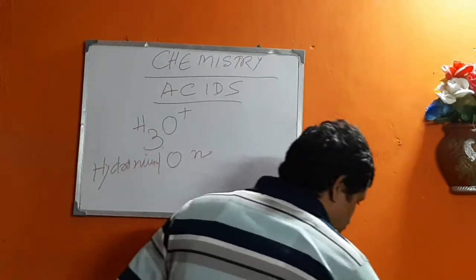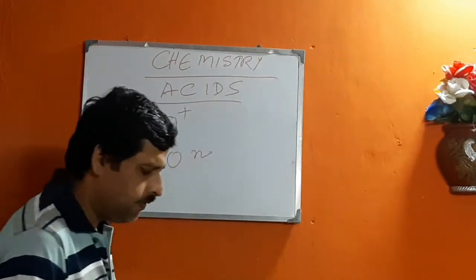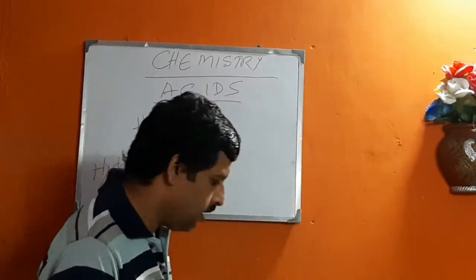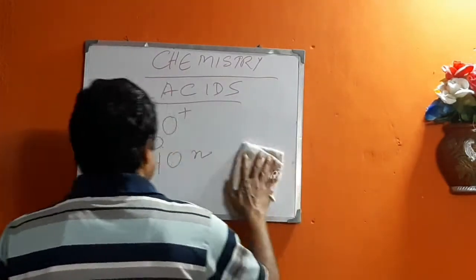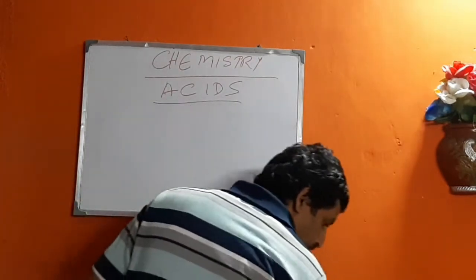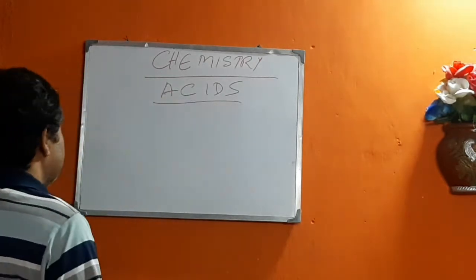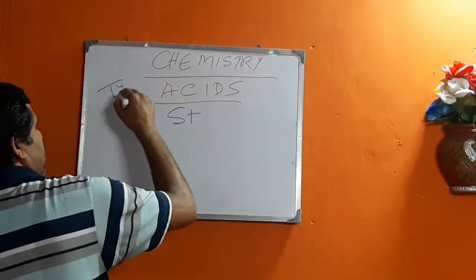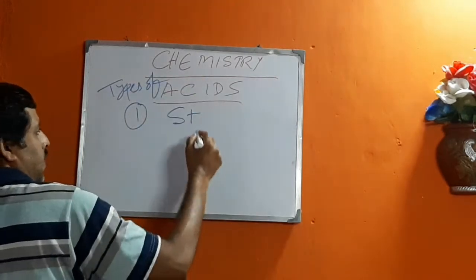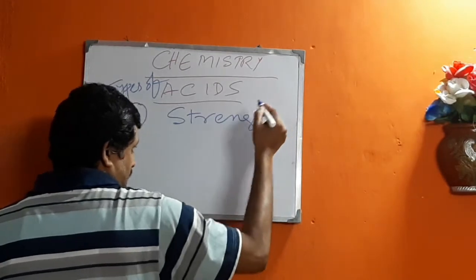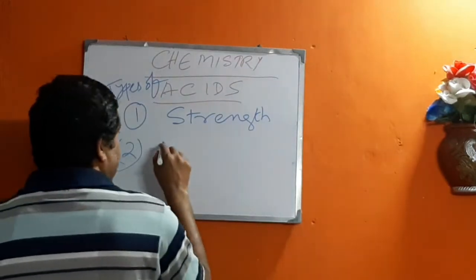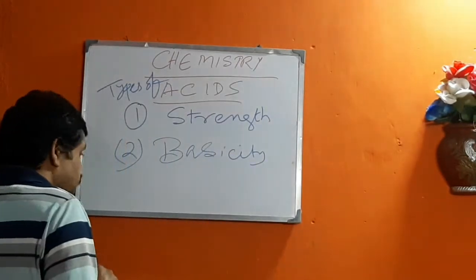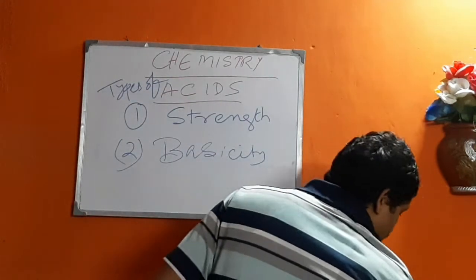Today I'm going to discuss the general properties and classification of acids. Acids are classified in two ways. First one, depending upon the strength. The first criterion is the strength of an acid. And the second one, depending upon the basicity of an acid.